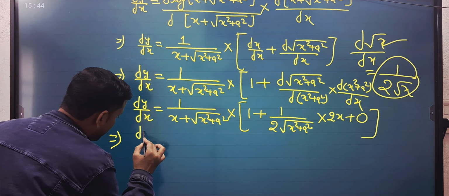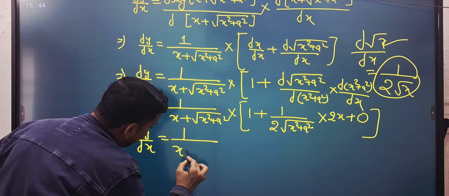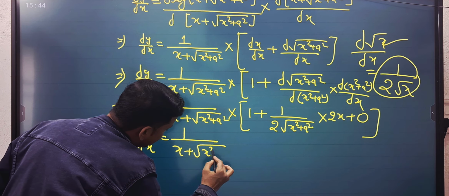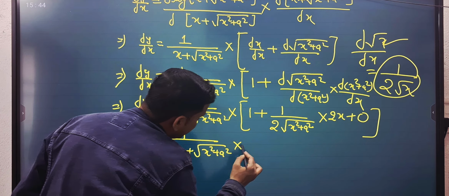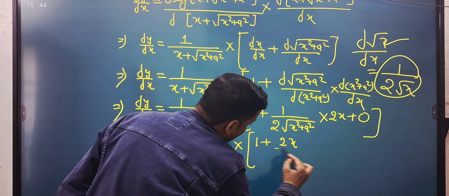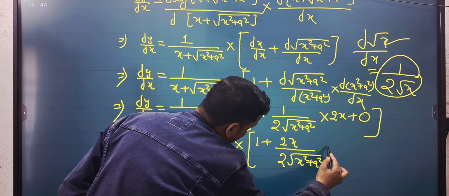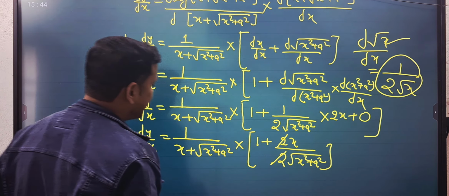So the next term will be dy by dx equals 1 by (x plus root under x square plus a square) into (1 plus 2x by 2 root under x square plus a square). Here 2 and 2 will be cancelled.